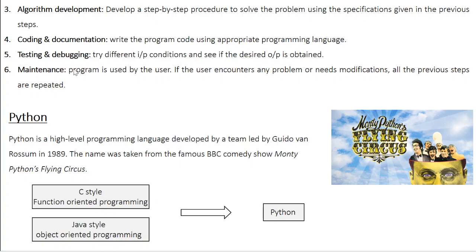Next step, testing and debugging. So once you write a code, usually in any of the heavy applications, your code will be considerably big. It will consist of thousands and thousands of lines, and before giving it to the user, you need to test whether there are any errors. Usually in programming, an error is known as a bug, and fixing the error is called debugging. So you need to test whether there are any bugs in your code.